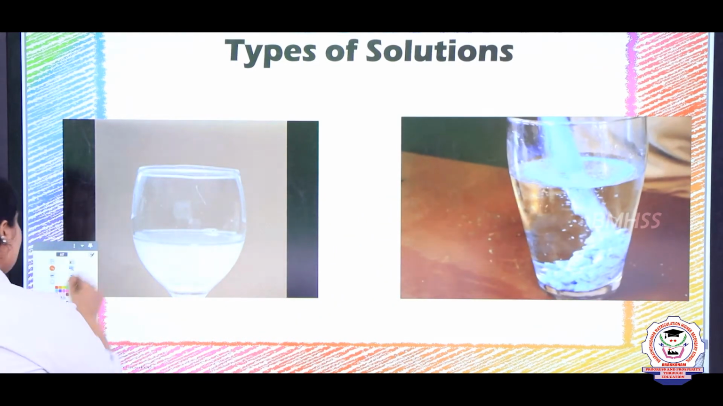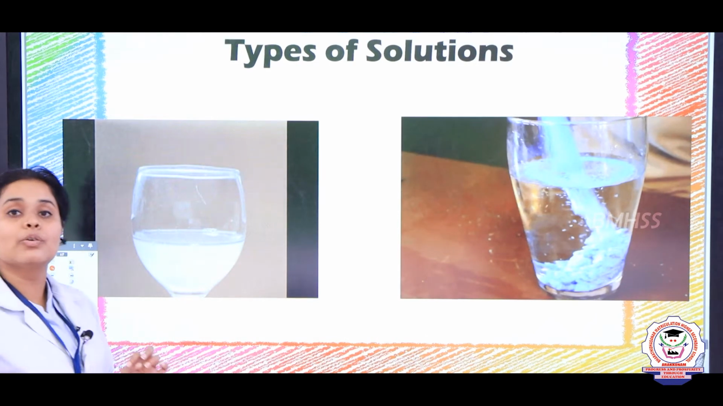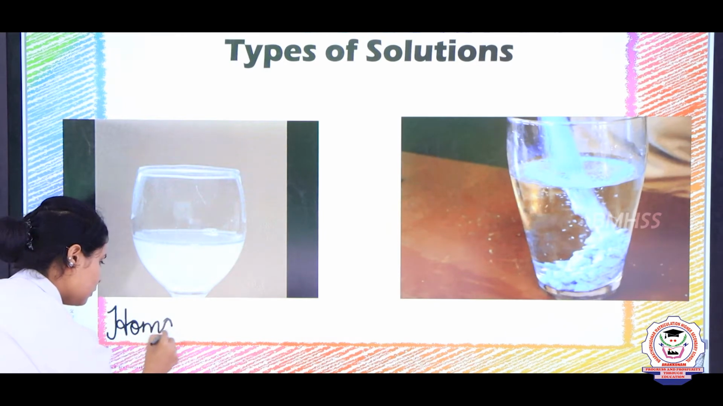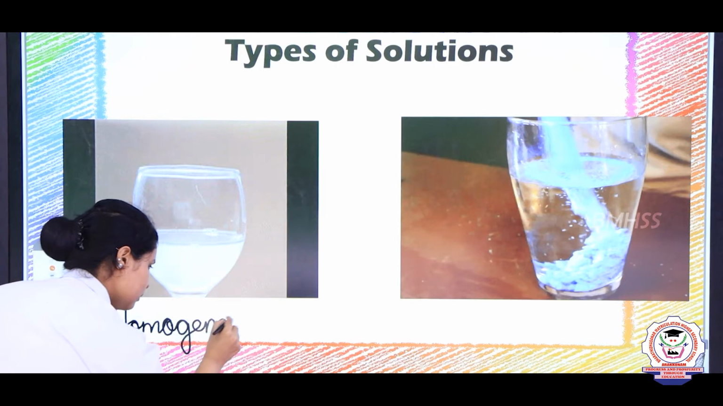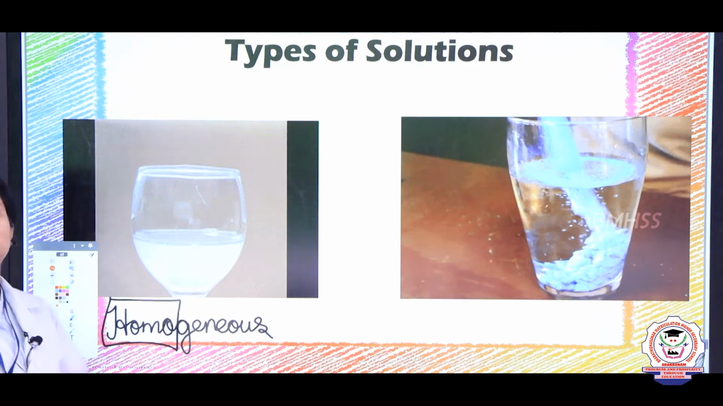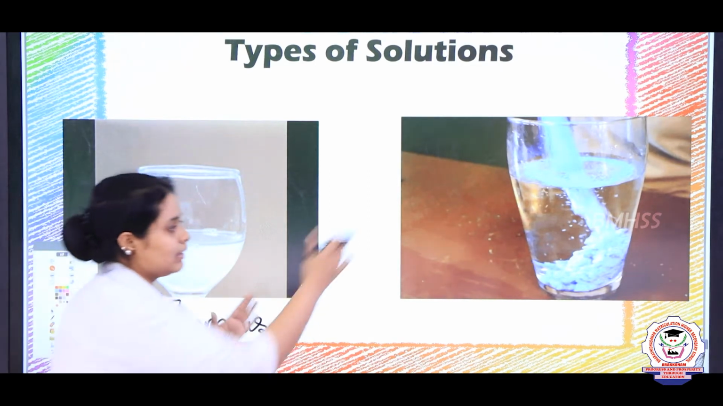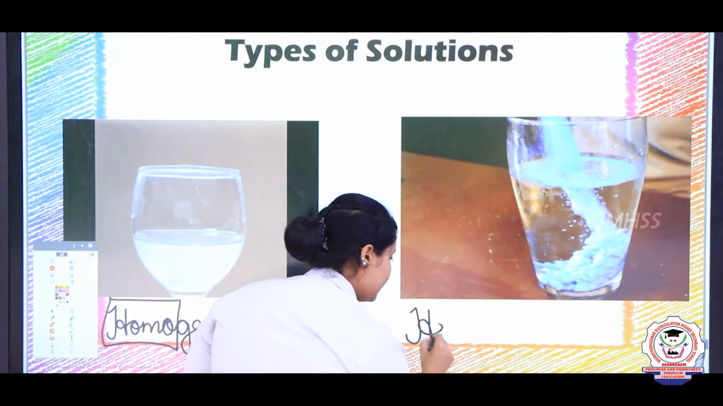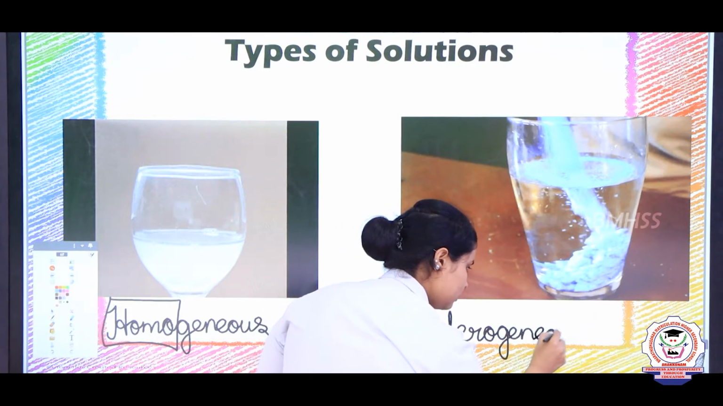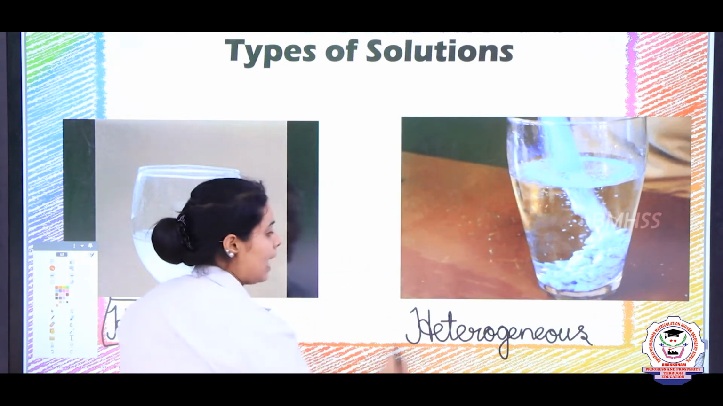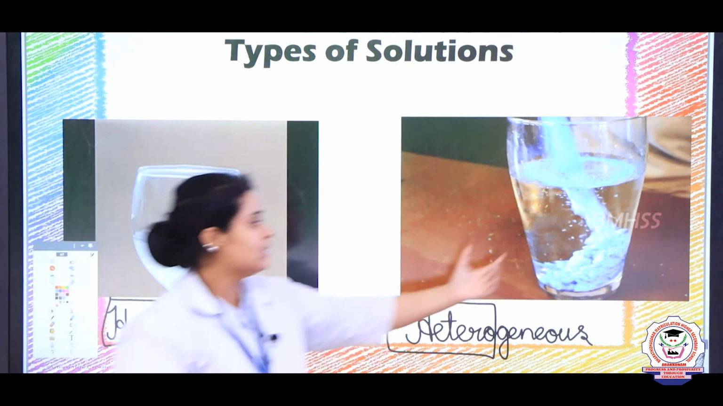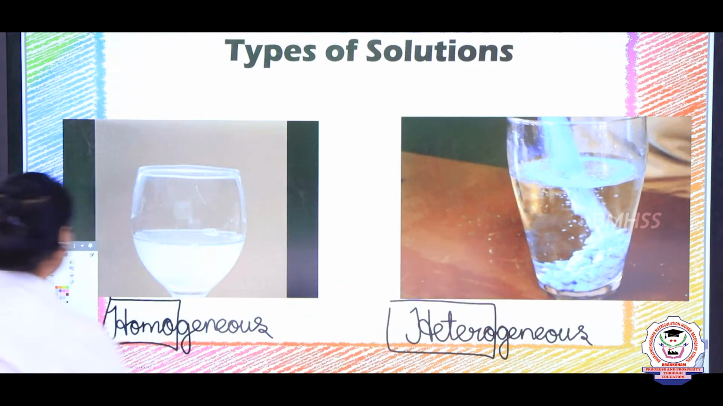So let us see what homogeneous and heterogeneous solution mean. This one is homogeneous. Homo means same, or it will be distributed equally. In the same way, this type of solution is known as heterogeneous solution, and here hetero represents the case where it does not mix up properly, as you can see in the picture, right?